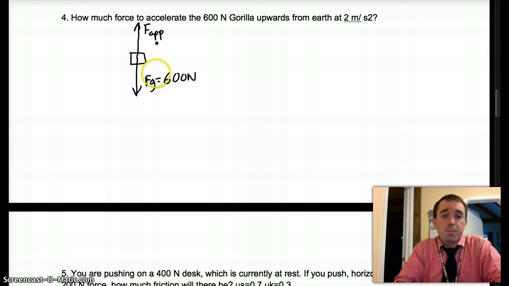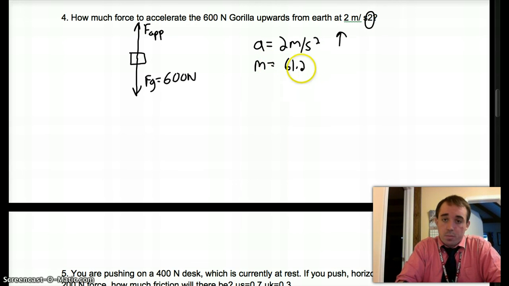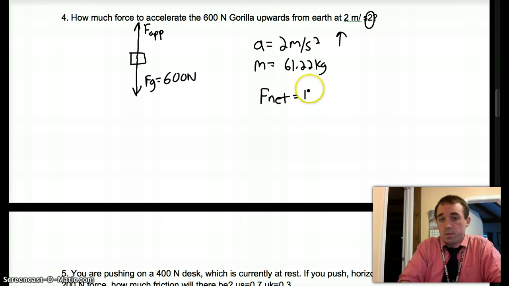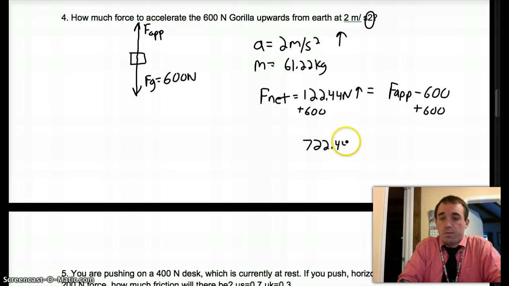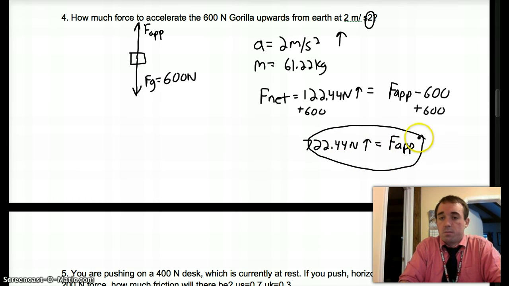Well, this is one where we haven't done a whole lot of up minus downs, but we're totally capable of doing up minus down. Our acceleration is 2 meters per second squared, and that's upwards. Our mass was, again, 61.22 kilograms. So our net force has to be 122.44 newtons upwards, and 122.44 newtons upwards has to be equal to our applied force minus 600, up minus down. The minus means you have to add 600 to both sides, so you're going to get 722.44 newtons. Keep it upward if you want, is the applied force that's necessary to lift the gorilla upwards.